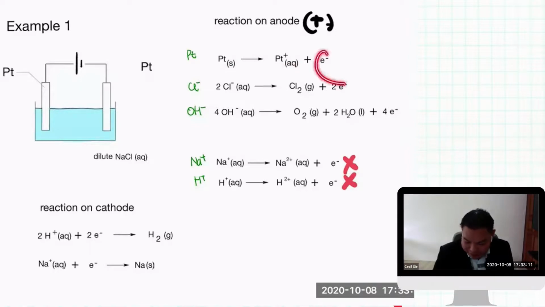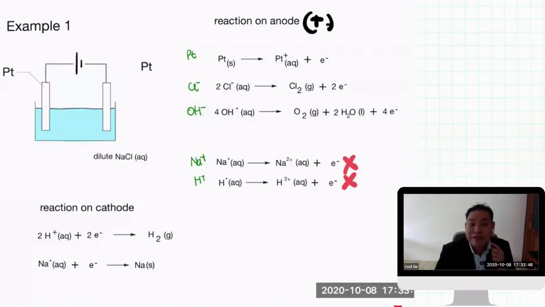That means all the, you notice the electron are all on the right-hand side. Pt turn into Pt plus. Cl minus turn into Cl2 because if you're Cl minus and I take electron from you, you will turn into Cl2. OH minus turn into O2. You have 4 OH minus, I take 4 electron from them, then you're going to get oxygen gas. So you still have 3 possible reactions.